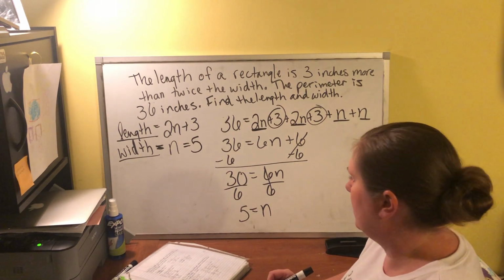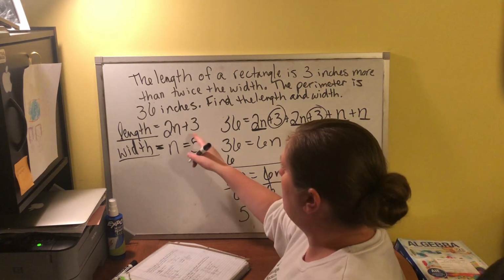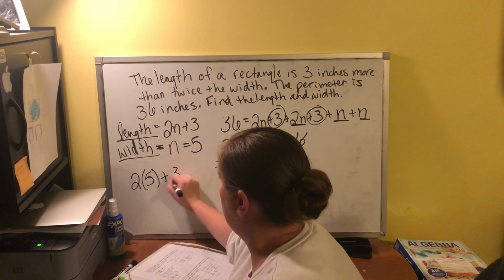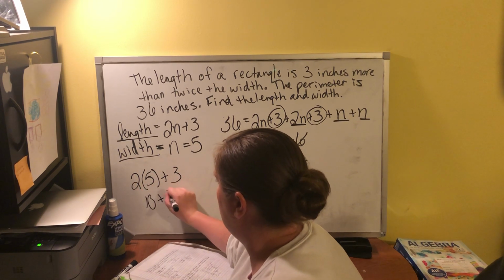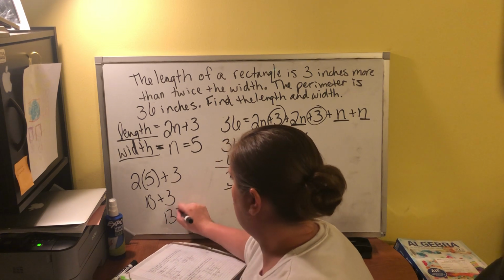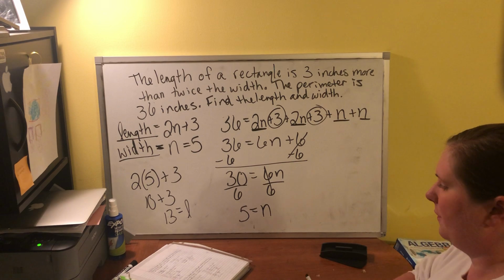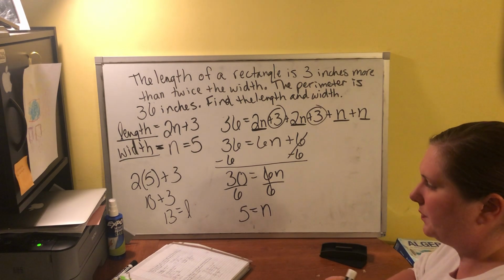So let's go ahead and calculate the length. Length is 2n plus 3. So now I have 2 times 5 plus 3. Well, 2 times 5 is 10, plus 3 is 13. So the length is 13 and the width is 5, okay?